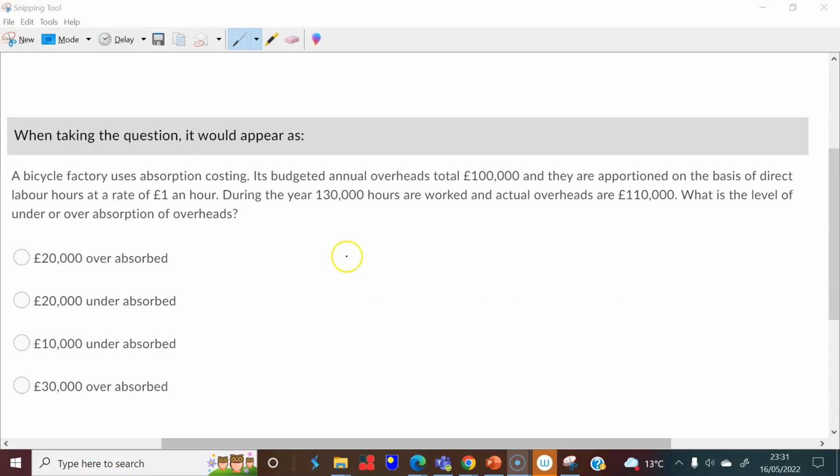Okay, great stuff. So I think it's really important to understand what's happening here with overabsorption and underabsorption. Again, hopefully you'd have done some revision to review how this works. These budgeted figures here of 100,000 are done at the beginning of the year, right? So at the beginning of the year, you have costs of 100,000, and they've been apportioned on the basis of direct labor hours at the rate of £1 an hour. So this is the overhead absorption rate here of £1 an hour.